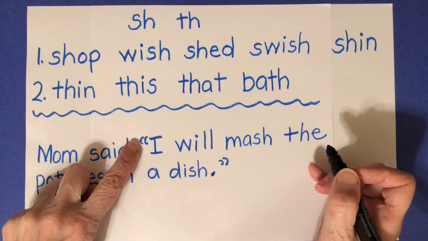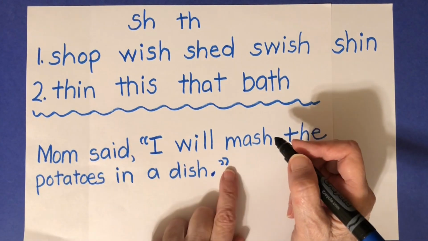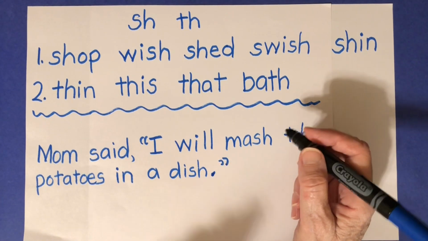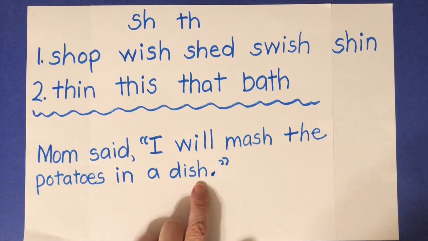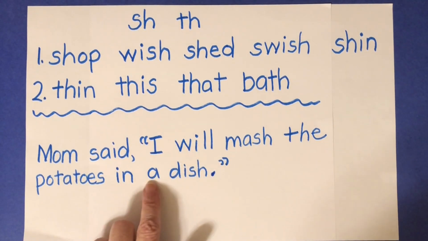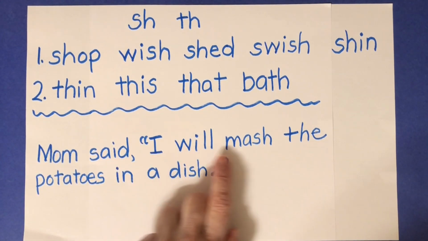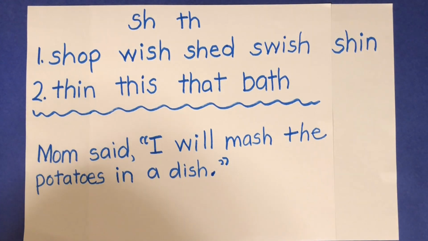So we have to have these two curvy lines before the first word she said and two curvy lines after the word she said and after the period of the sentence. That shows that these are the words she said. They are the words inside of these quotation marks. Let's read the sentence. Mom said, I will mash the potatoes in a dish. Good job. As a challenge, you might want to write a sentence with missing quotation marks and ask someone at your house to put them in where they belong.